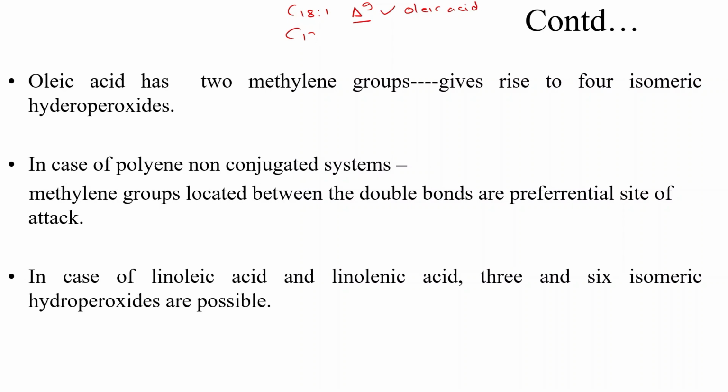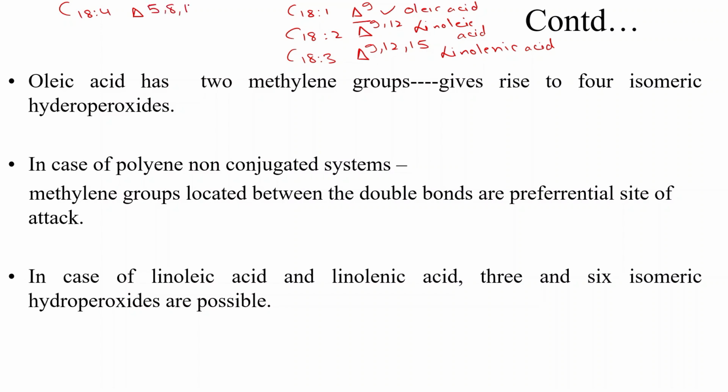Okay, now another, C18:2 delta 9, 12, this is linoleic acid. Then C18:3 delta 9, 12, 15, this is linolenic acid. Then C18:4, and here we start from 5, 8, 11 and 14, this is arachidonic acid.